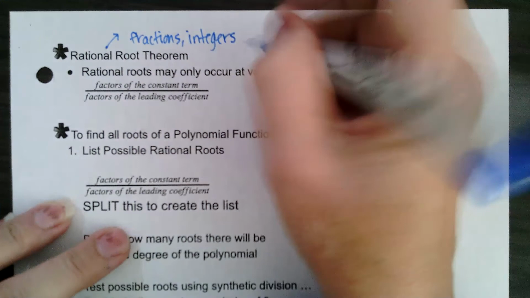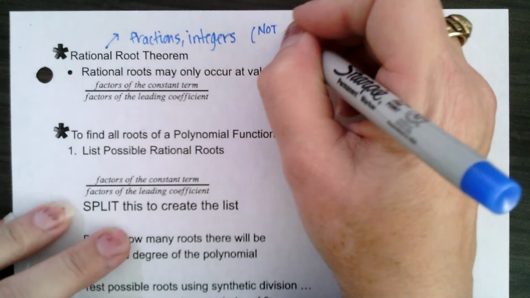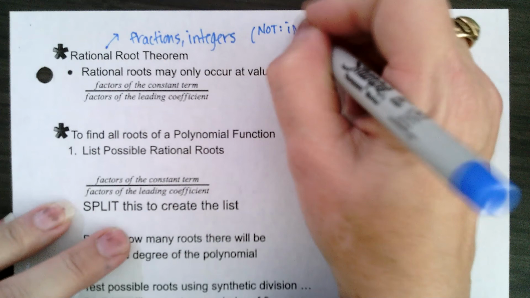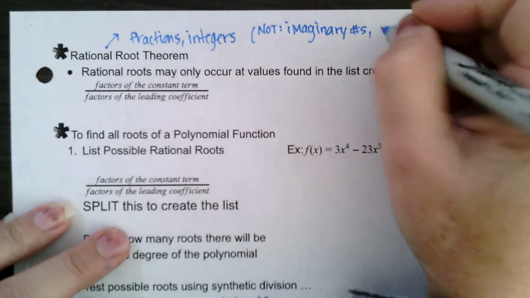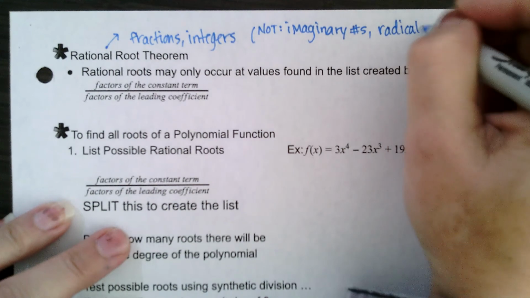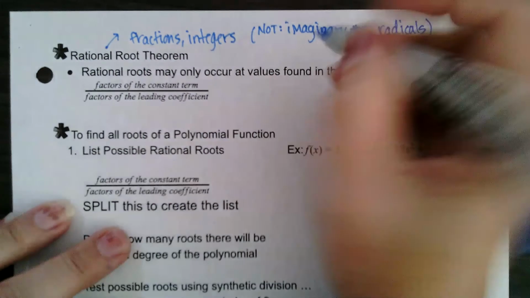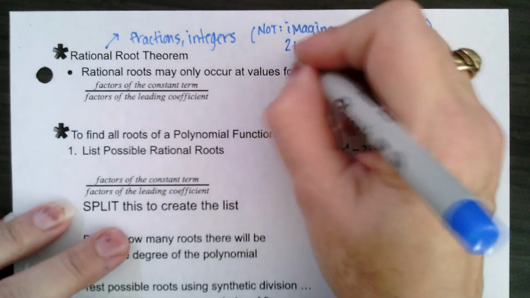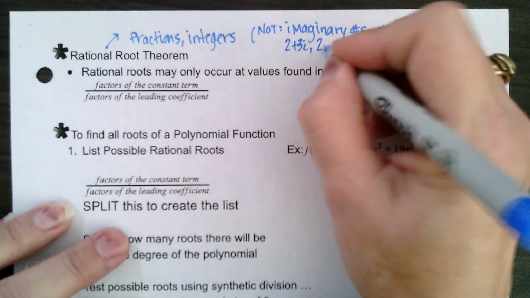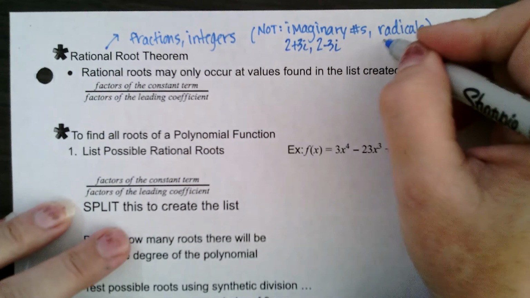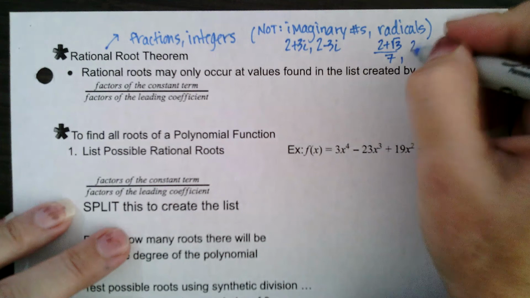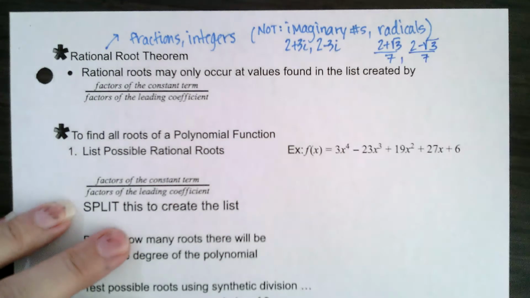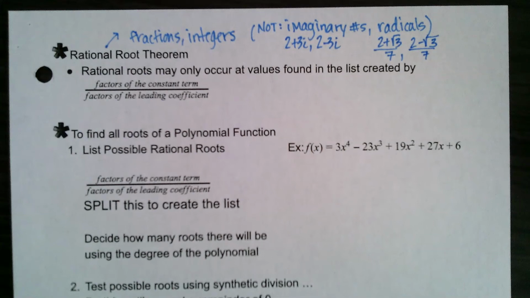What they don't include are imaginary numbers and radicals. So imaginary numbers like 2 plus 3i and its conjugate 2 minus 3i, or irrational numbers like 2 plus square root of 3 over 7 and its conjugate 2 minus square root of 3 over 7. We'll talk more about conjugates a lot later on.